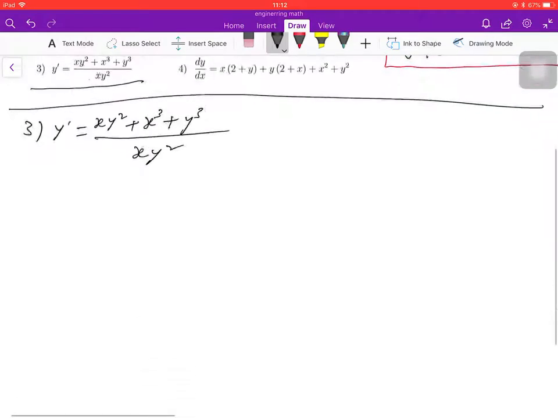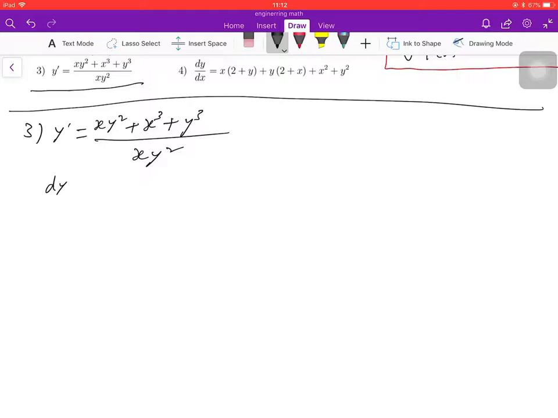Okay, so y prime can be rewritten as dy/dx, and then we have xy divided by xy, so here we have 1, and then we have x squared divided by y squared, and then plus, so we have y divided by x.